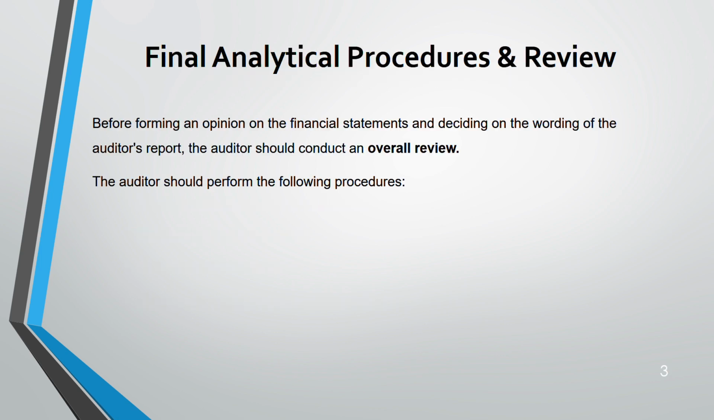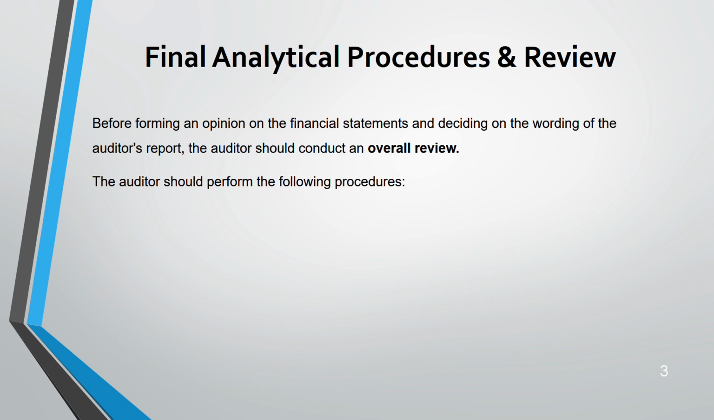So, starting with analytical procedure. This is used to form an opinion. Before you form an opinion and decide on the auditor's report, what the wording would be, whether it will be a modified or unmodified opinion, the auditor should conduct an overall review. See, without this review stage, an auditor just after performing the audit cannot give an opinion. The review has to be done. Review is the stage before actually issuing the auditor's report.